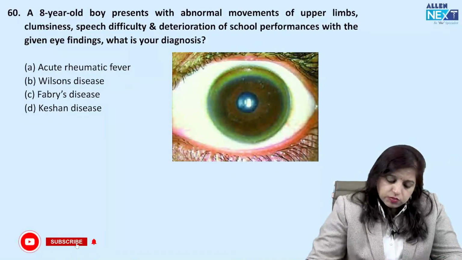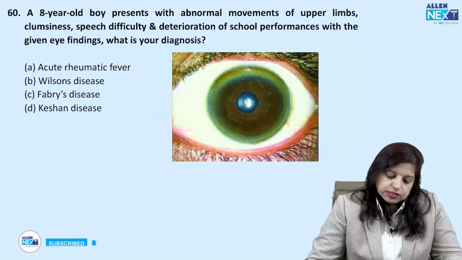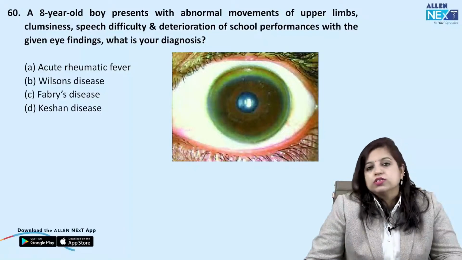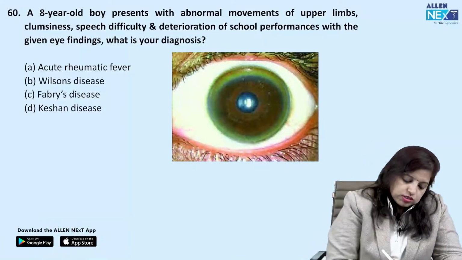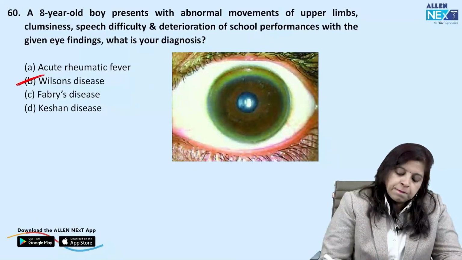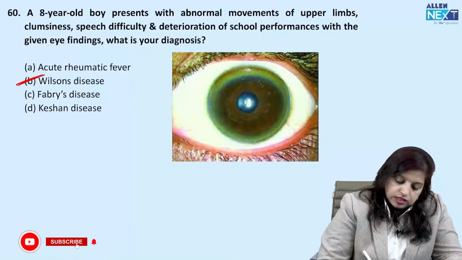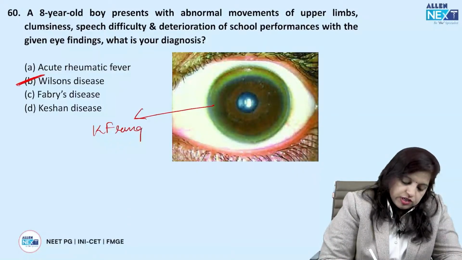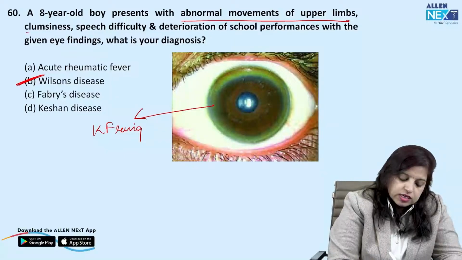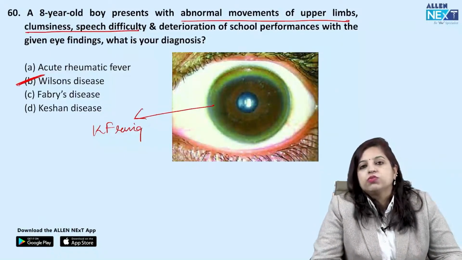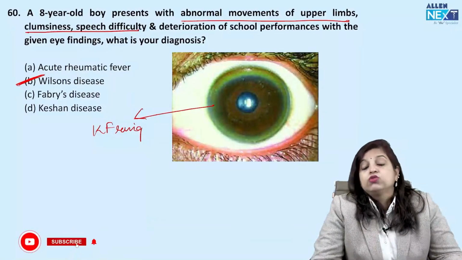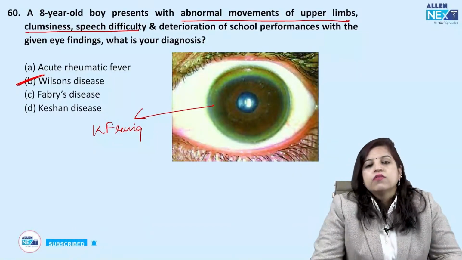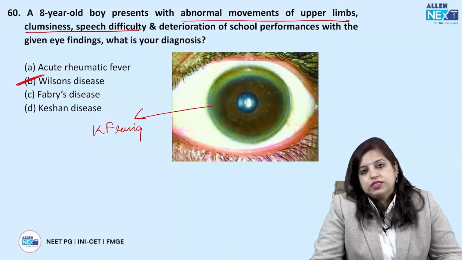An 8-year-old boy presents with abnormal movements of upper limbs, clumsiness, speech difficulty, and deterioration of school performance with the given eye findings. What is your diagnosis? So the diagnosis is Wilson's disease in this case. How? What we get to see is the KF ring, right? So KF ring is visible over here, and as you can see the abnormal movements, usually these children present with dystonias, right? So dystonias along with KF rings, and you should know that KF rings are more visible when the child has a neurological presentation of Wilson.